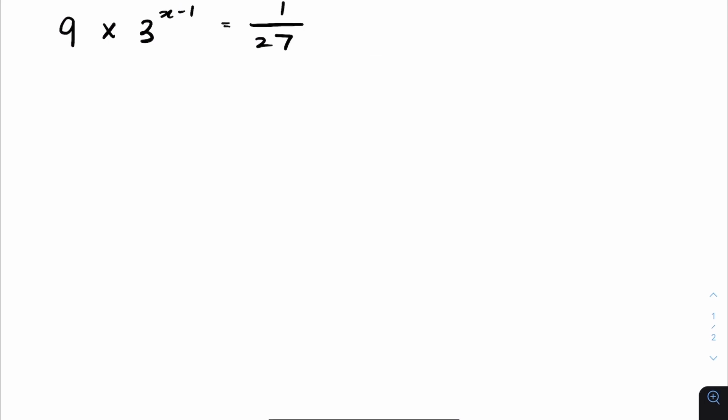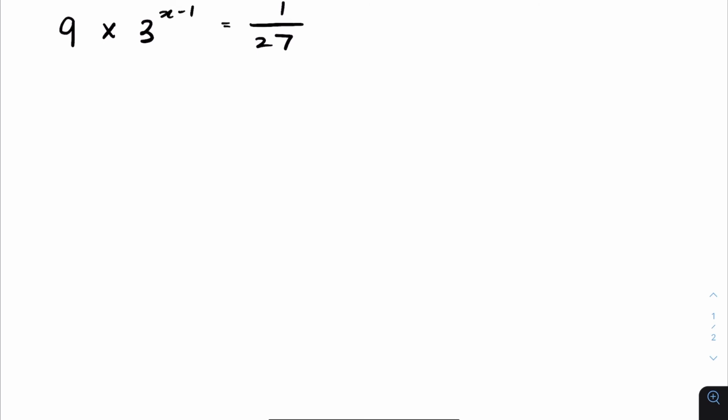Okay, so let's look at this final problem because this is just an introduction. We'll do some more complicated add math style questions as well in the next video. So 9 times 3 to the power of x minus 1 equals 1 over 27. So obviously we need to solve for x.